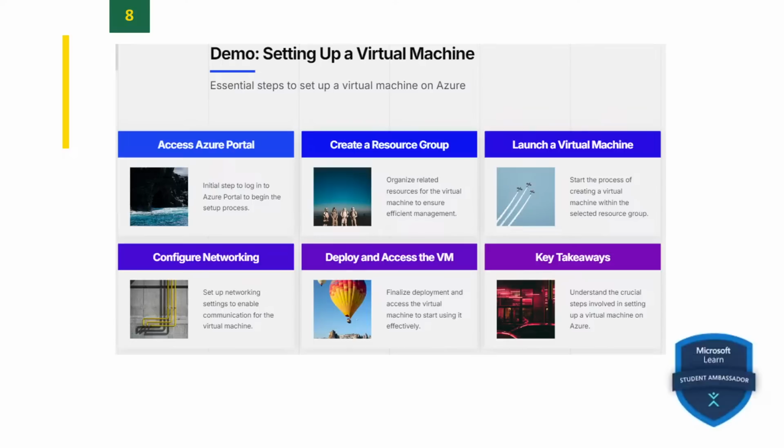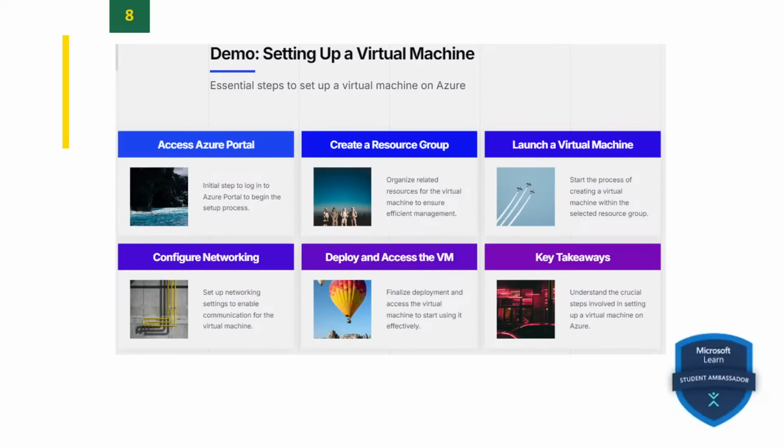Step 6. Review and create. Review settings. Azure will validate your settings. If there are any issues, you will be prompted to correct them. Once validated, you can review the summary of your virtual machine configuration. Create the virtual machine. Click on the Create button to deploy the virtual machine.